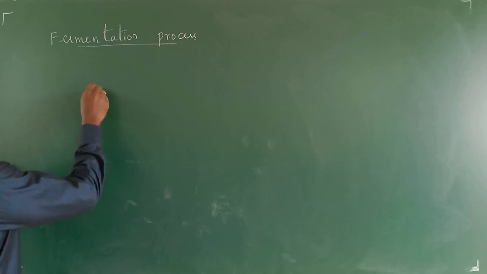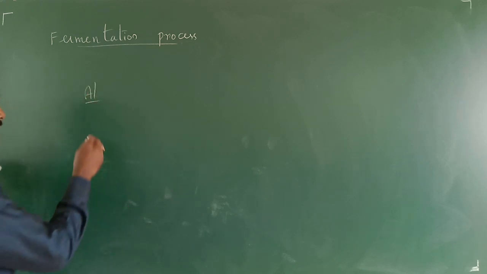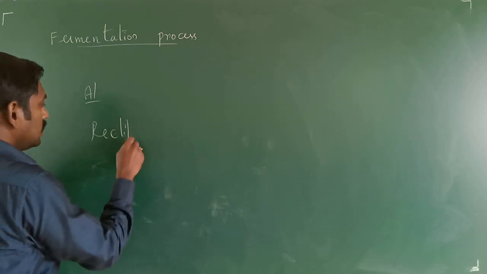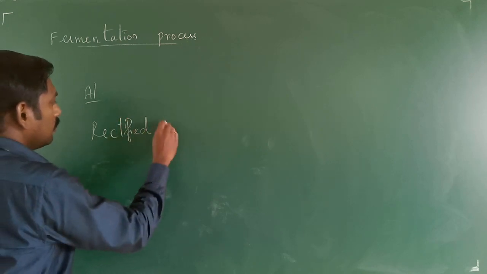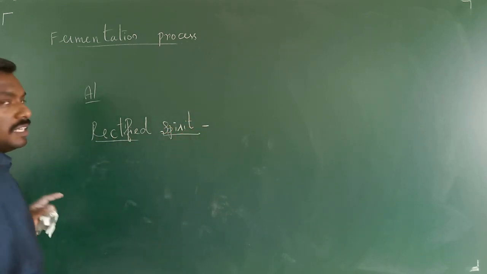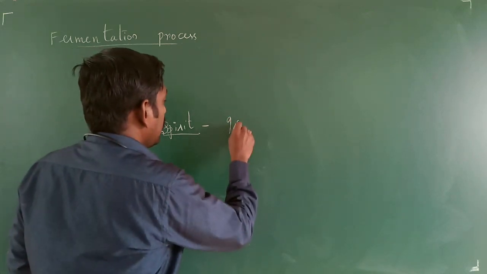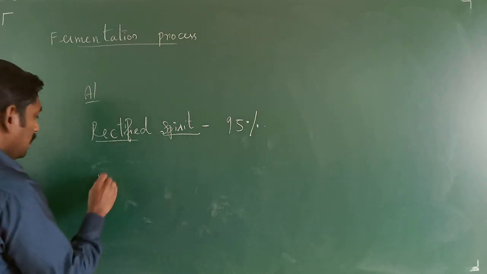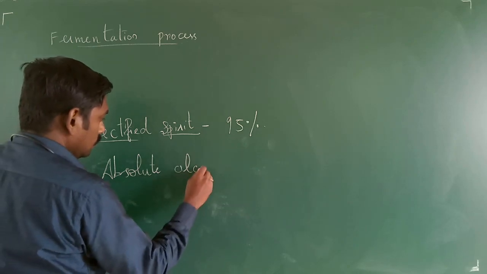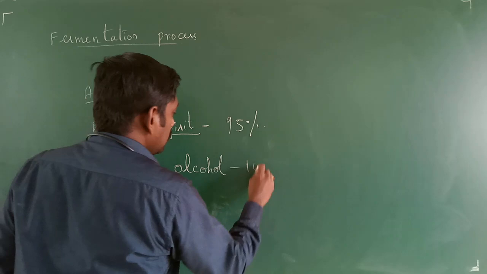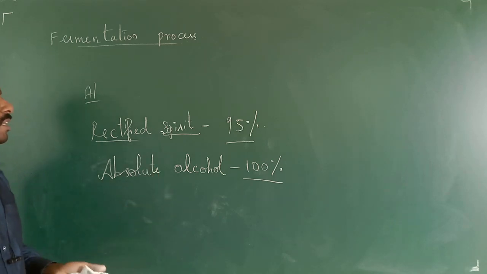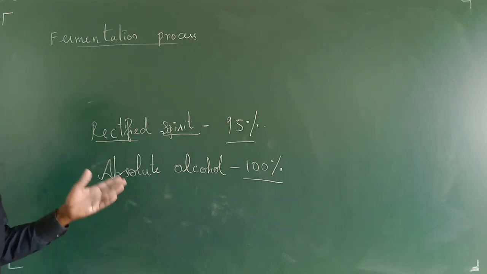So you will be having the alcohol percentage we have seen, right? In that we have to see about the rectified spirit. In hospitals you might have seen the rectified spirit being used. Rectified spirit consists of 95% alcohol. Then you will be having the absolute alcohol. The absolute alcohol contains 100% alcohol, right?